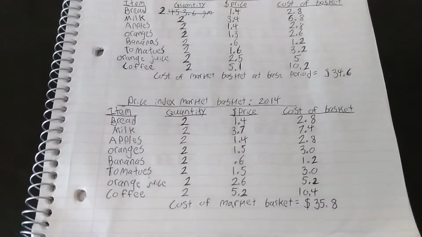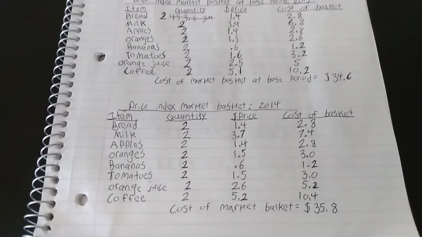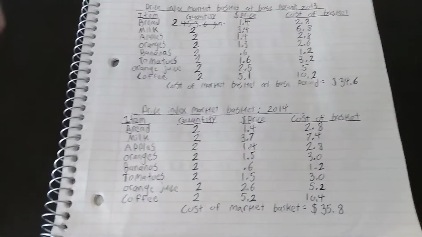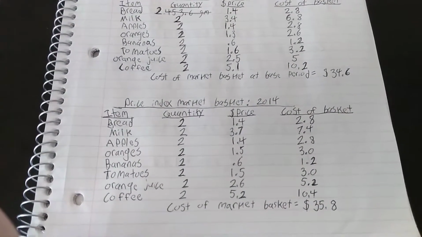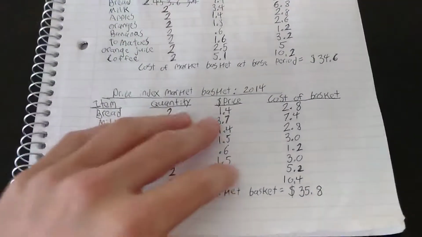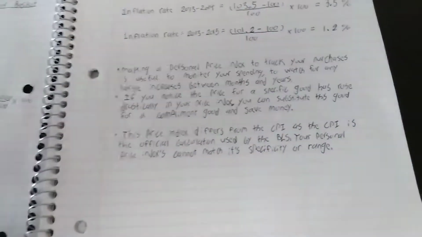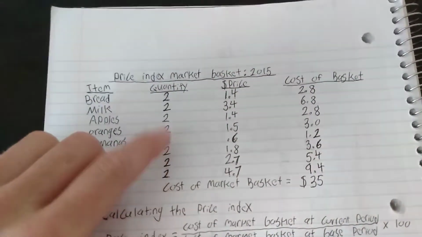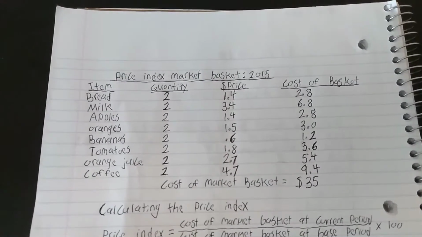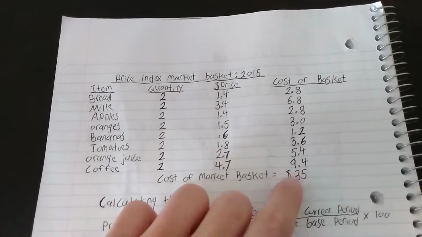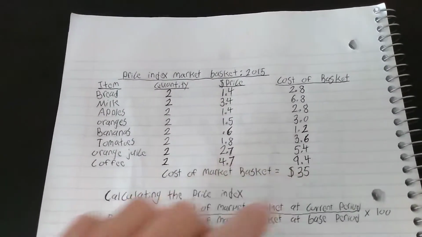Here's 2014. Item column, quantity column. You're going to want to keep the quantities the exact same as the base period, so you can just observe changes in prices. In this case, the cost of the market basket will be 35.8. Let's observe 2015. Here is the price index market basket for 2015, still observing the same quantities, resulting in a market basket of 35. Now, these are the numbers that you're going to want to use for calculating the price index.